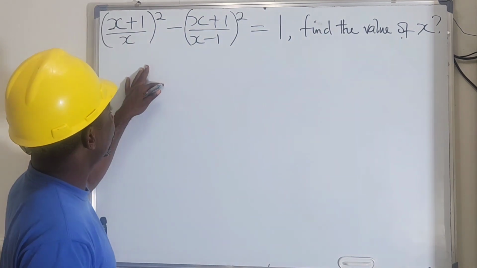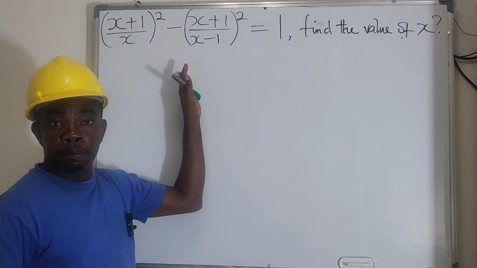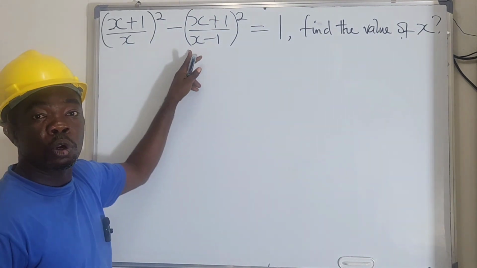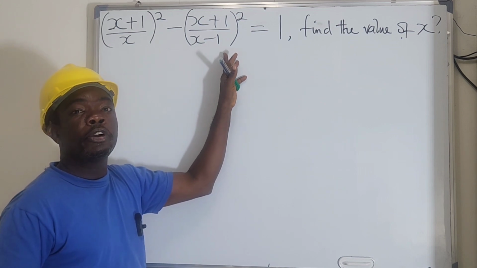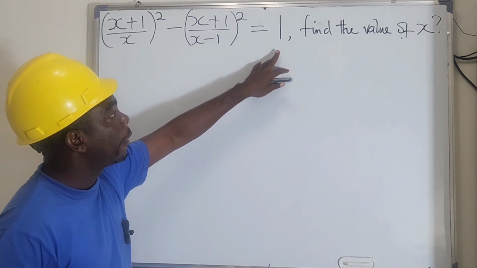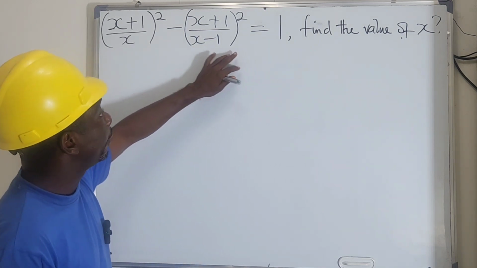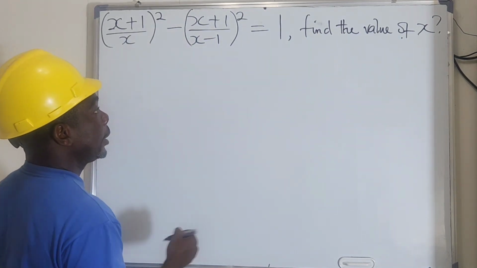Today we are looking at this question and it says (x plus 1 all over x) raised to the power of 2 minus (x plus 1 all over x minus 1) raised to the power of 2 equals 1. Find the value of x. This question looks tricky, but we are going to find the value of x in this equation.